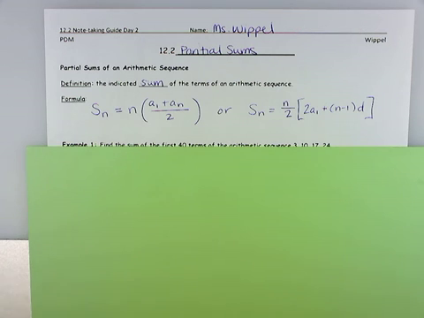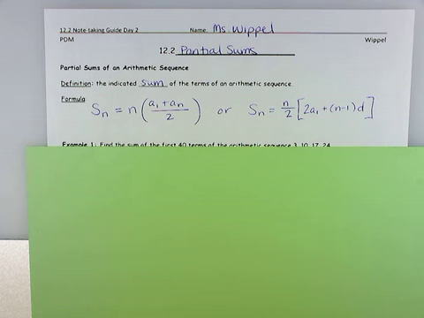Okay, so for 12.2 day 2, we're going to talk about partial sums. So yesterday, let's think about what we did. Can you tell me what we did yesterday? Okay, yeah, you found the common difference, and what was that called? If you had a common difference, what was it? It's a sequence. What kind of sequence? It's an arithmetic sequence, right? Okay, so today we are going to do partial sums of arithmetic sequences.